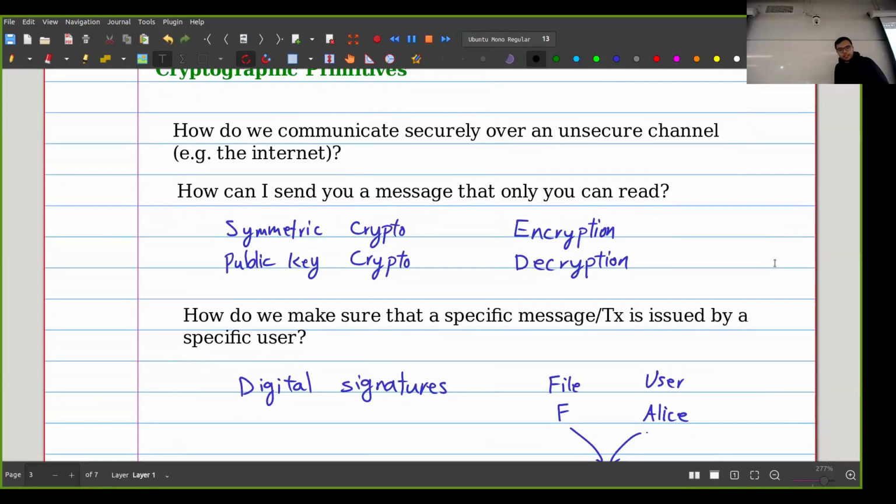So let's say that I have an unsecure channel. For example, I have the internet and I want to send you some message. Now my problem is that other people can actually see the communication between us. So again, my internet service provider, my government, your government, whatever, whoever owns the cables under the sea, they can all see the data that is going through them. So I want to make sure that when I send you a message, only you can read it.